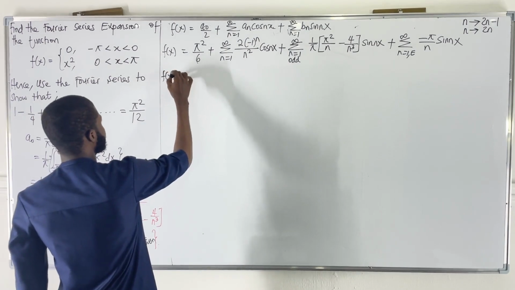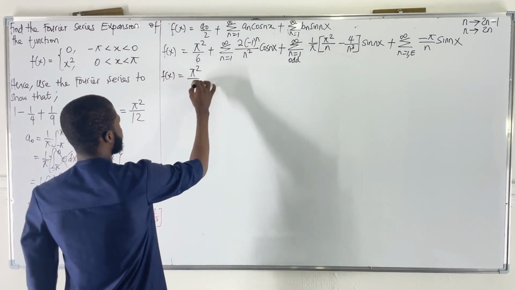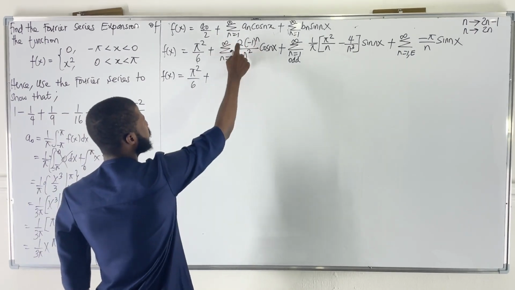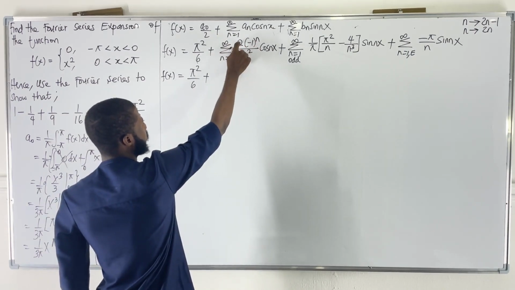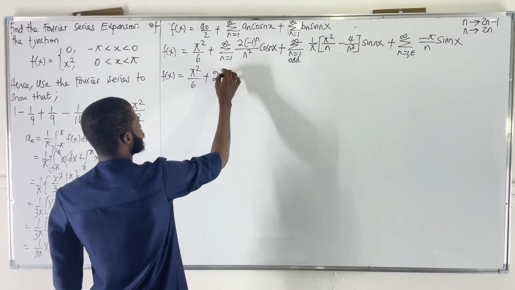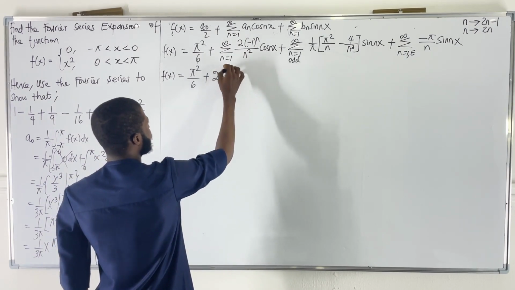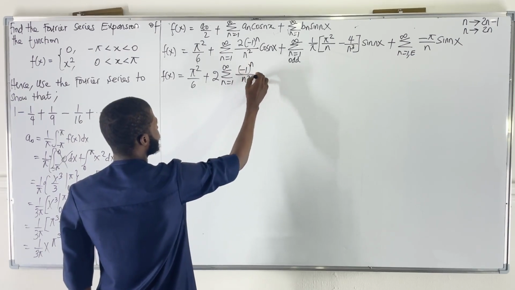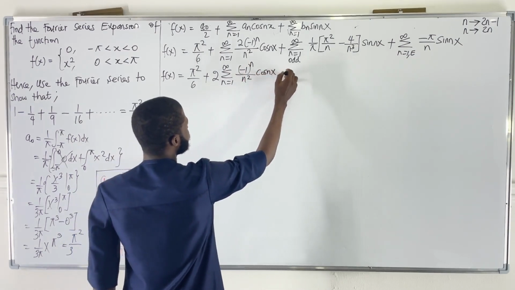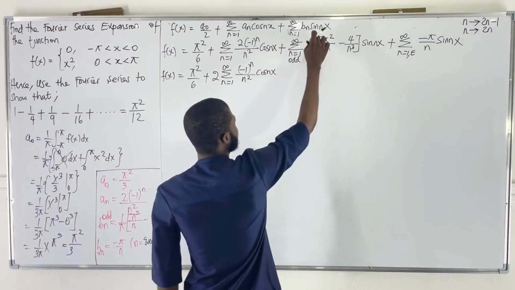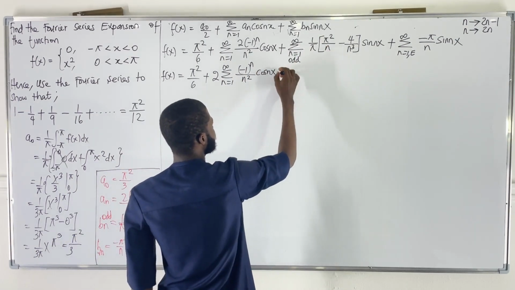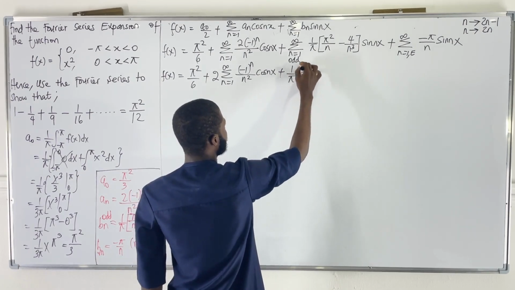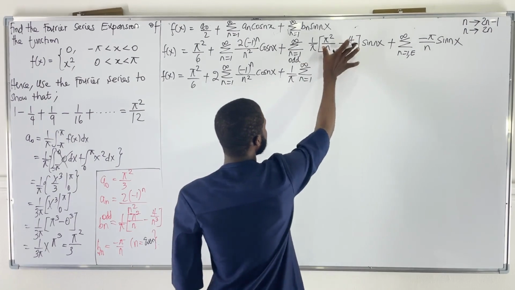So f of x is equal to pi squared over 6 plus, this one remains the same. But before then, the 2 here is a constant, right? This 2 is a constant, so bring it out. This is 2 times the sum from n equal to 1 to infinity. What will remain is minus 1 to the power of n over n squared cos nx. Now, 1 over pi here is a constant, so bring it out. So this is plus 1 over pi, the sum from n equal to 1 to infinity of this bracket here.